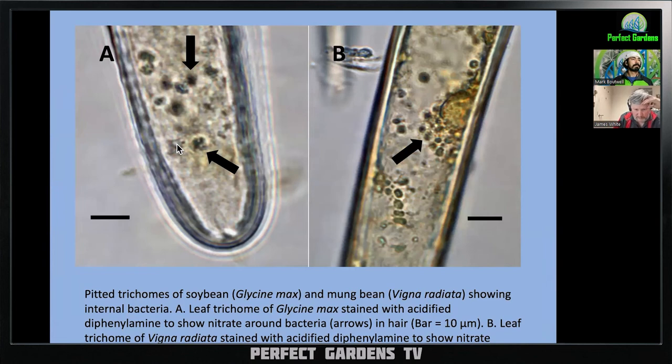This is stained for nitrate, I'm pretty sure, with acidified diphenylamine, that's a nitrate stain. The purple around these clusters of bacteria is nitrate around those bacteria. So they're producing nitrate. And inside here, there is a plant cell, the hair cell, that is absorbing that nitrate produced by those bacteria. At least this is what we think is happening with this nitrate.